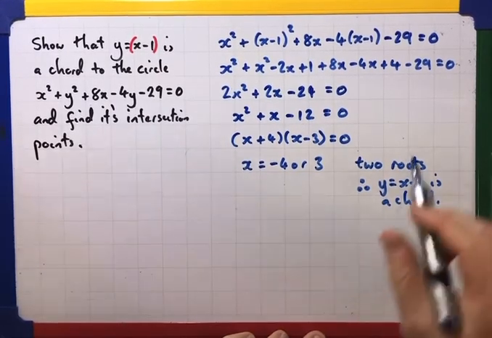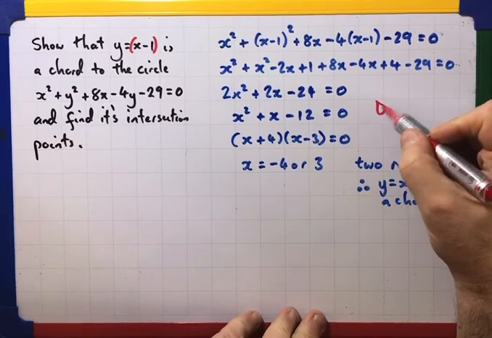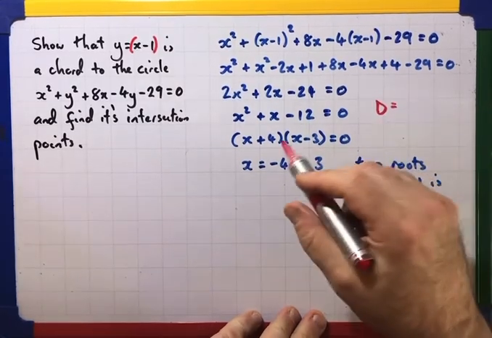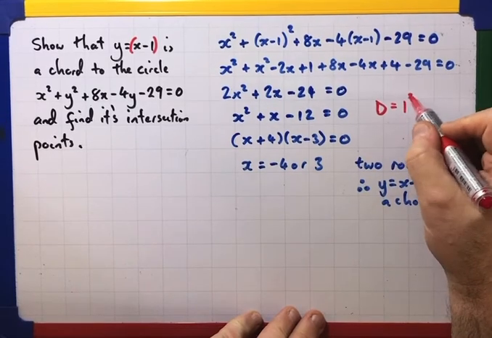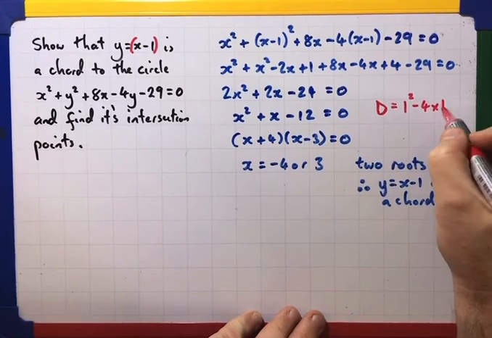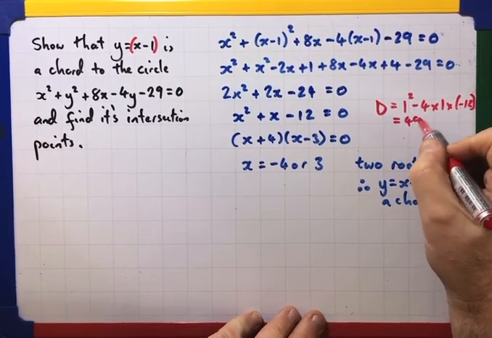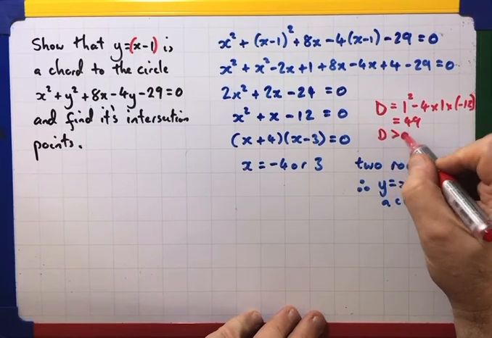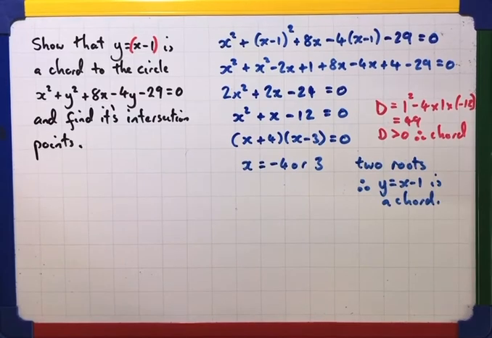You can do it that way, or remember we could have used the discriminant as an alternative way. You could have done discriminant equals b squared, which is 1 squared, minus 4 times a, which is 1, times c, which is minus 12. That gives me 49. Discriminant greater than 0, therefore chord. That's the other way of doing it, to show that it's a chord, given that we're asked to show it.